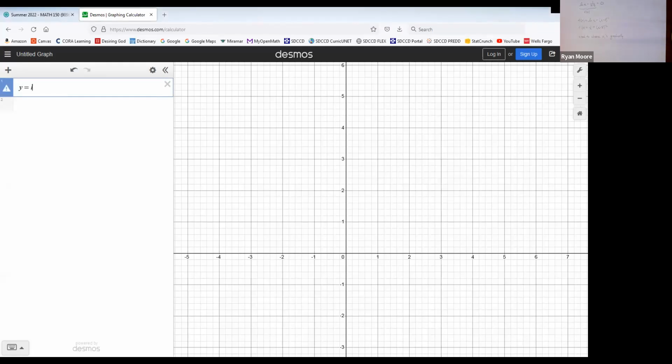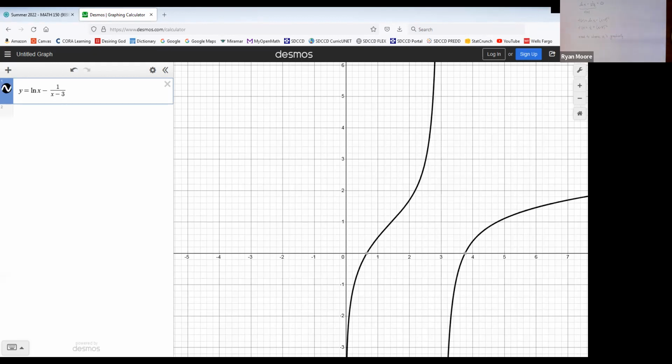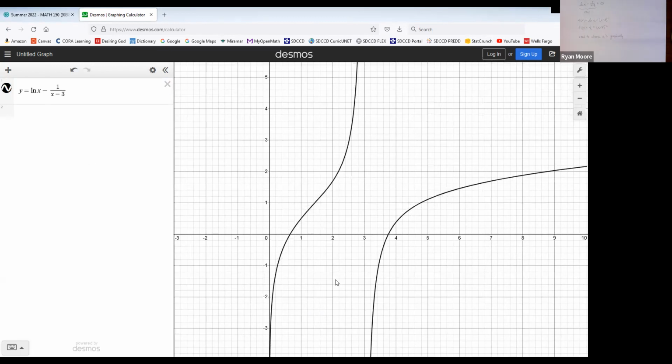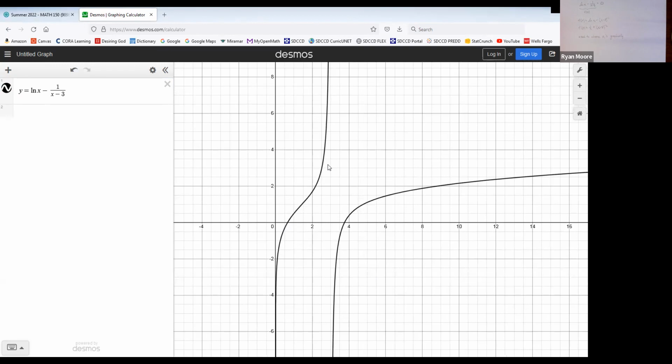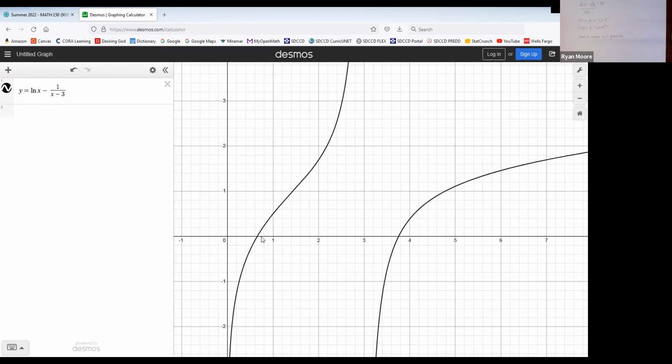Y equals natural log of x minus 1 over x minus 3. Interesting. Okay, so we see, yeah, there are 2 zeros, kind of a funky looking function, but there are 2 places where it crosses the x-axis. Now Desmos will, if you click on your function, highlight those points, and we could see where those zeros are to 3 decimal places, but we need, of course, better accuracy than that. We want 6 decimal places. And obviously we're going to use this new cool method.